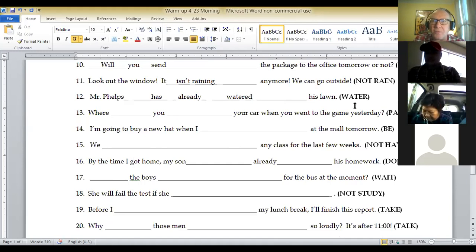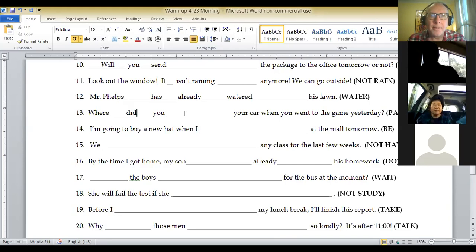Now the next one is a question about something that happened yesterday. Where did you park? Exactly. Where did you park your car when you went to the game yesterday?